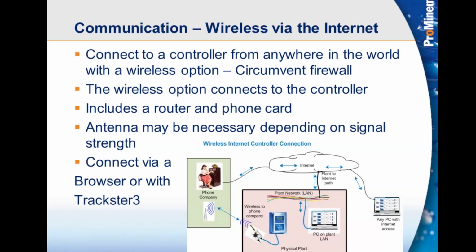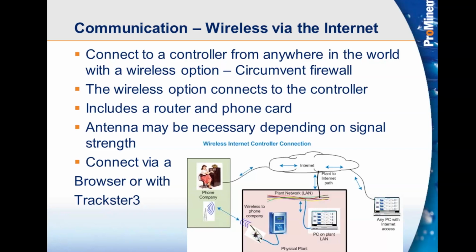So let's talk a little bit about wireless communication. If your controller is in your customer's plant, you want to be able to connect to that controller from your office or from any place, and the customer will not allow you a VPN, which would get you through their firewall, which is typical, then you could purchase a wireless option which would connect your controller to the internet rather than the plant's local area connection, the plant's network, in other words.